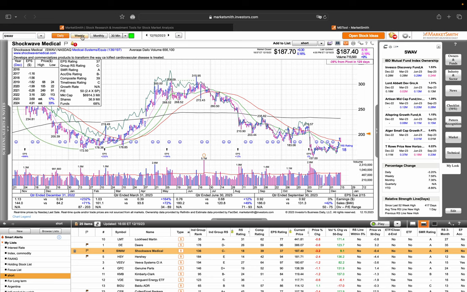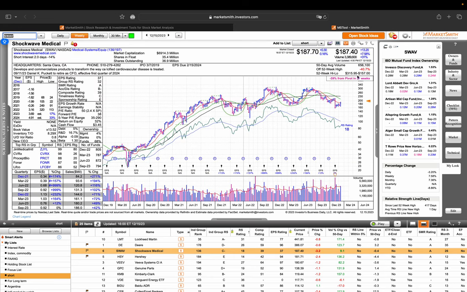Shockwave. Looking at the weekly, it went up plus 7% last week. That's quite a big jump, but once again it's reaching the 50 DMA's red line. And see, the EPS growth rate is going down. Institutions tend to decrease their positions when the growth rate goes down, and it's going down rapidly. And see, the RS rating of 18 is very weak. Some funds are increasing positions, in blue letters. Let's see the daily chart.